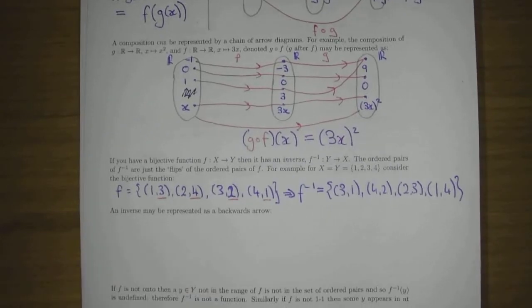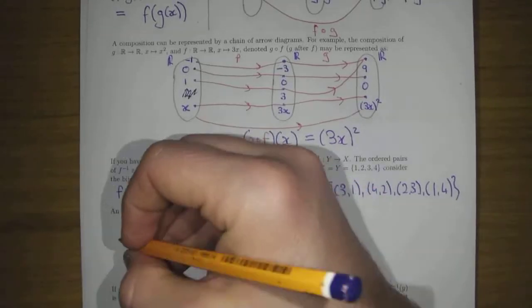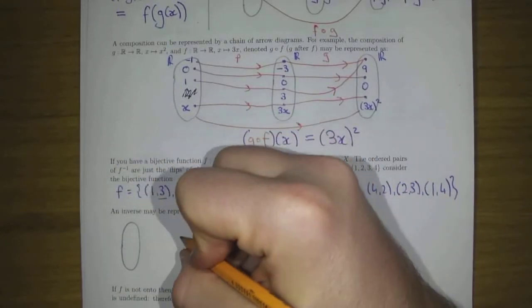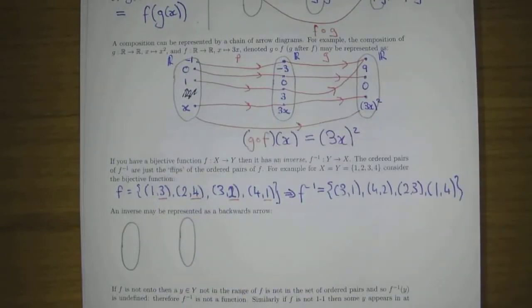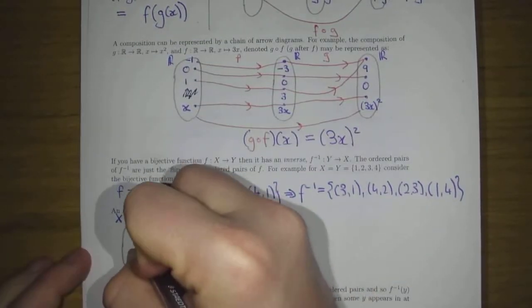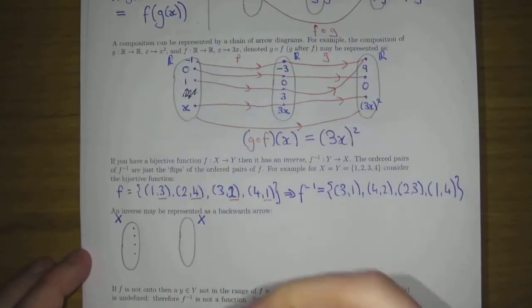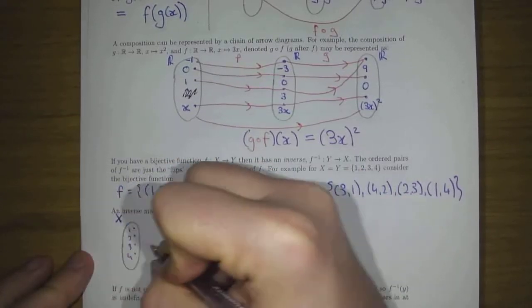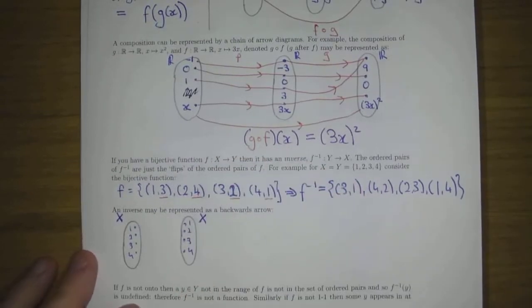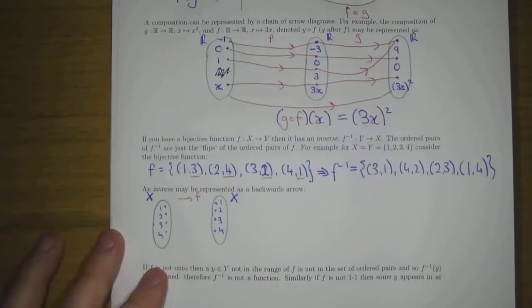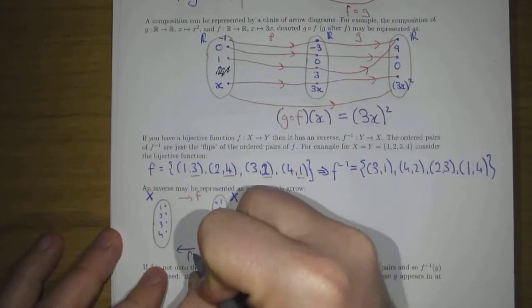So the inverse, we can represent it with a backwards arrow, and we'll do it 2 different ways. So one is like this. So here's x, 1, 2, 3, 4, and y, which is the same thing. I'm just going to call that x as well. Okay, so I had 1, 2, 3, 4. 1, 2, 3, 4. And I'm going to have f going this way, and I'm going to have f inverse going backwards.